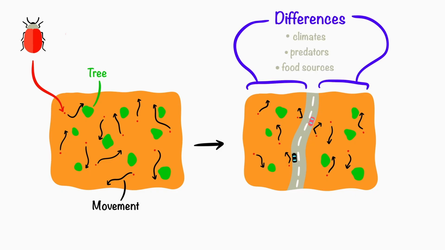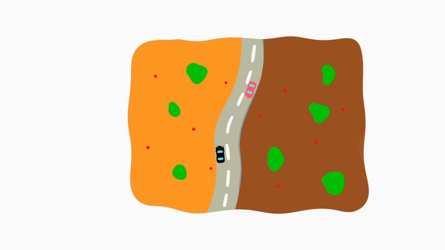When populations are isolated, the conditions on either side of the barrier will be slightly different. They might have different climates, different predators, or different food sources. This may mean different characteristics will become more common in each population due to natural selection operating differently. Let's continue with our beetle example to see how this works.